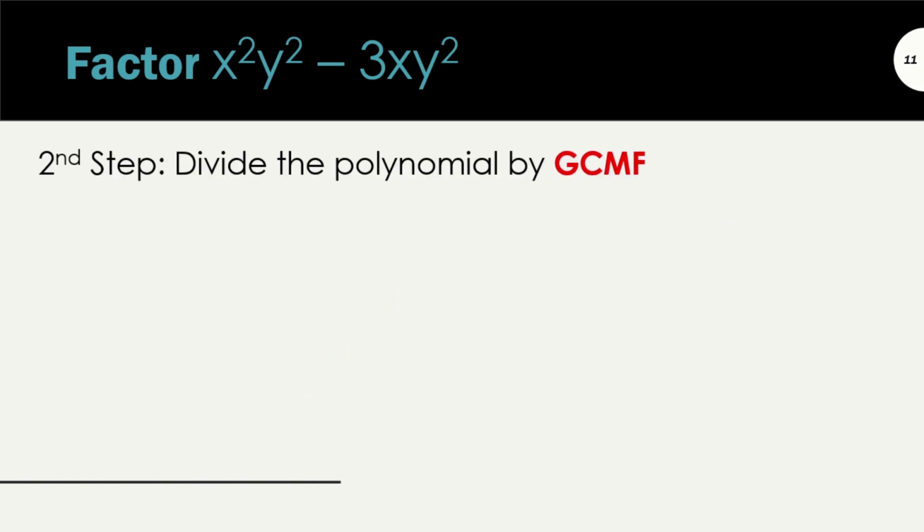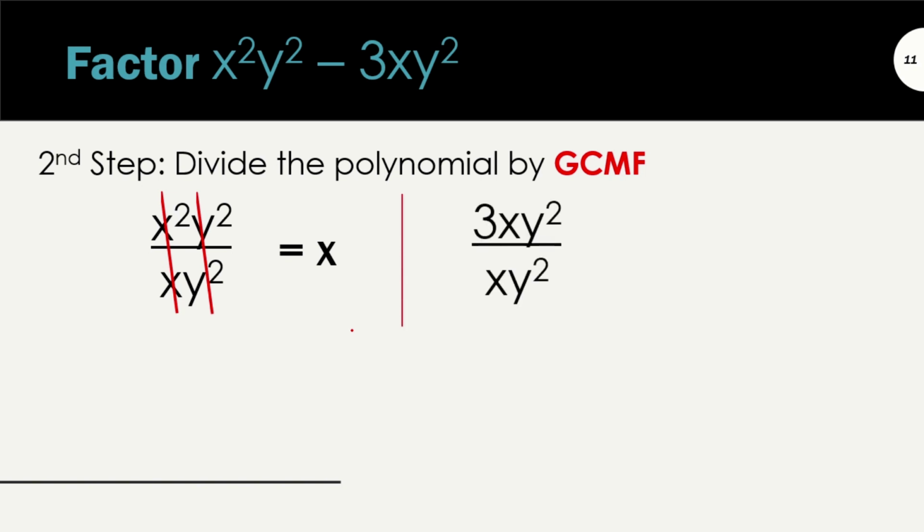Next, step 2, we will divide the polynomial by the GCMF. So, each term. So, x squared y squared divided by xy squared. So, we can cancel x and y squared. So, dito, ang matitira lang sa kanya, pag minus natin yung 2 and 1 ng x. So, we have x. Then, for the second term, we have 3xy squared. So, pag divide natin siya sa xy squared, we can cancel out x as well as y squared. So, dito, ang matitira lang sa atin is yung 3. So, ito yung ating quotient.